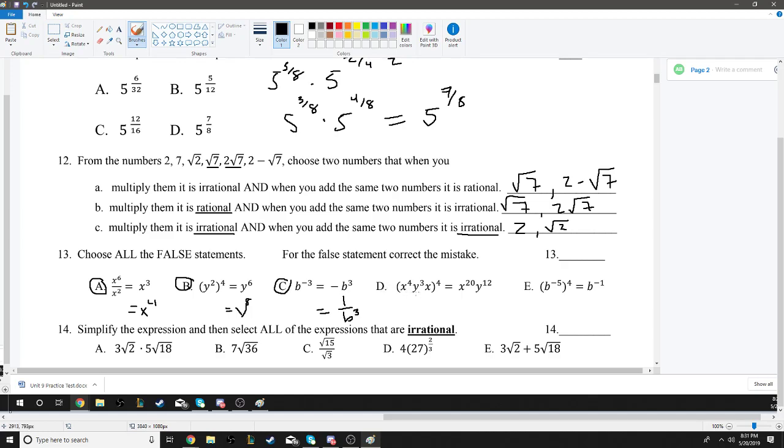This one's correct. D is correct, because when you distribute that exponent, this is x to the 16th, y to the 12th, and x to the 4th.